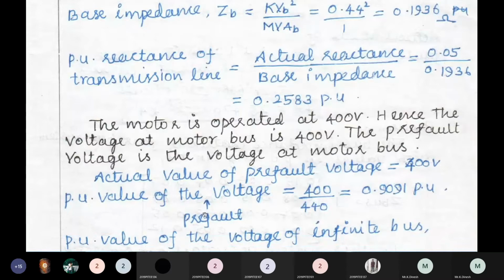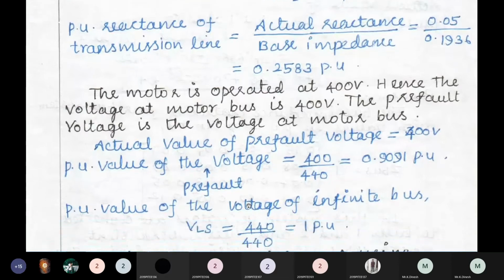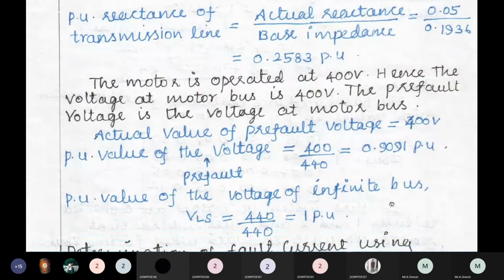You can say it by any name, all resemble the same here. You can call it the pre-fault voltage, Thevenin's voltage, or open circuit voltage. The next one is for a large system: what is the voltage? In the large system, the short circuit capacity is given, so I am just assuming it is an infinite bus. If it is an infinite bus, then for my large system the voltage is actual by base. Actual is 440, base is also 440, so 440 by 440 is 1 per unit.